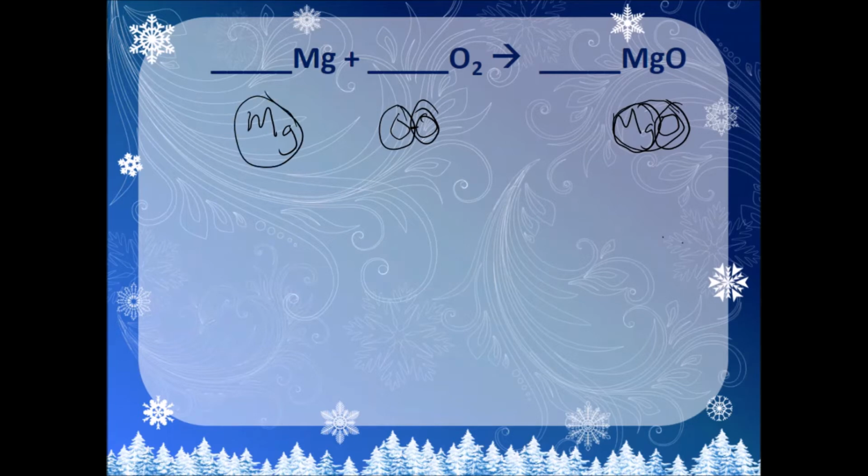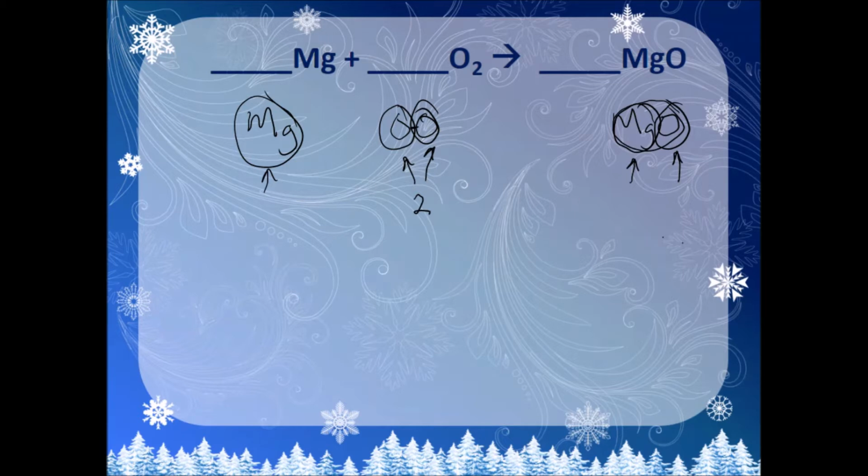I look on the left. I start with Mg. How many Mg skittles do I have? I have 1. How many Mg skittles do I have on this side? 1. I'm good with Mg. Happy. How many skittles of O's do I have here? 2. How many skittles of O do I have here? 1. I don't have enough on the right.